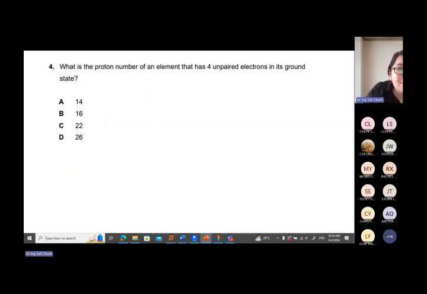Now, question 4 is asking you about what's the proton number of an element that has 4 unpaired electrons in its ground state. By looking at this, you don't have to check the periodic table. You only need to write the electronic configuration. So, proton number is 14. Remember the way I write electronic configuration is the faster one. So 14 means 10 plus 4. So shell number 1 and 2 must be there because of 10 electrons. The 4 more will be 3s2, 3p2.